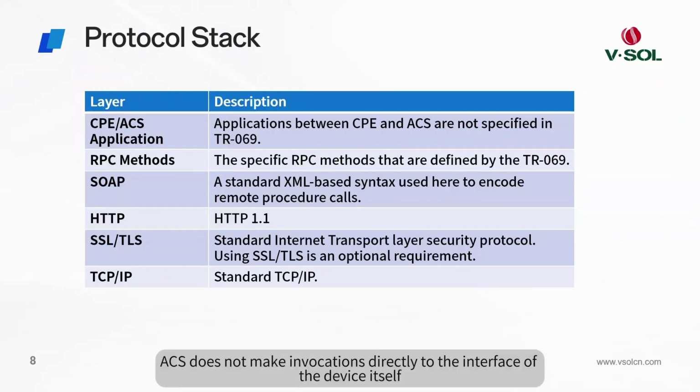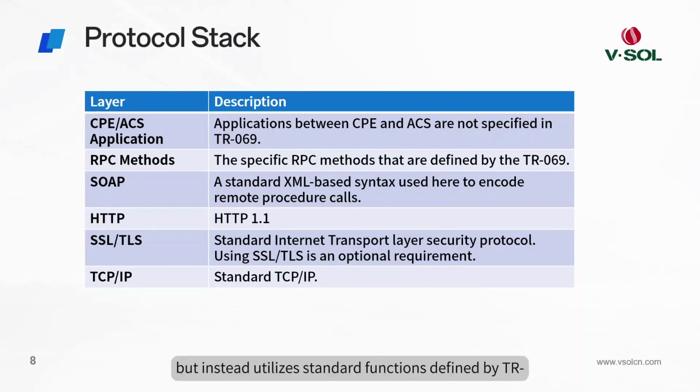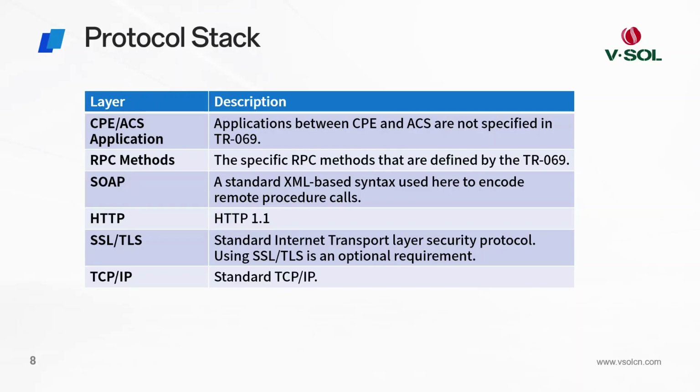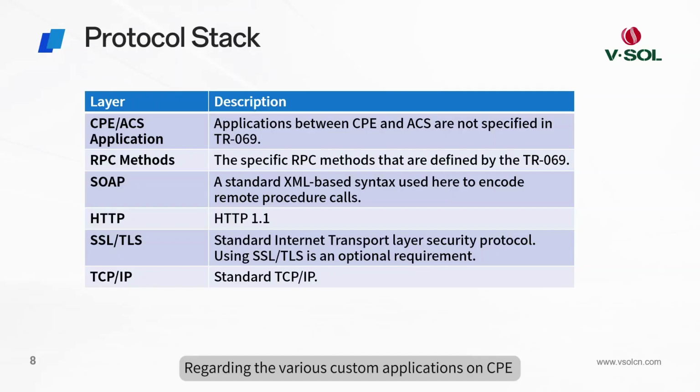ACS does not make invocations directly to the interface of the device itself, but instead utilizes standard functions defined by TR-069, referred to as TR-069 RPC methods. Regarding the various custom applications on CPE and ACS, such as broadband, voice, and IPTV services, they do not constitute a part of the TR-069.